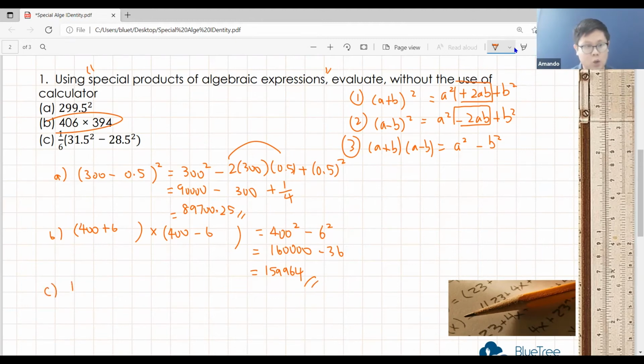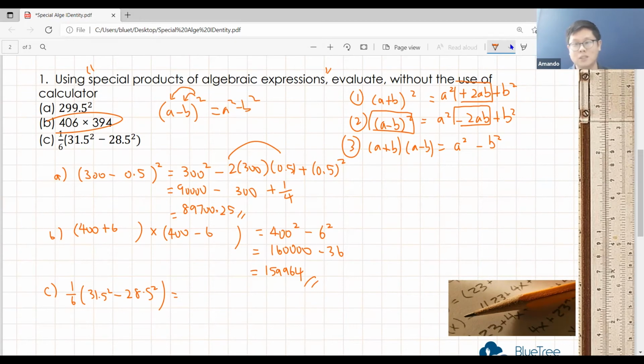Question C. 1/6 times 31.5 squared minus 28.5 squared. Now, one common misconception is that after students learn so many small differences between all these algebra expressions, they might mistake this expression for the second special product. That means they think the answer of something squared minus something squared is the same as putting them in a bracket with a square on the outside. Some students might think that the square can just distribute to each of these terms and then you get a squared minus b squared. No, if you do that, you are mixing up the second special product with the third one, isn't it?